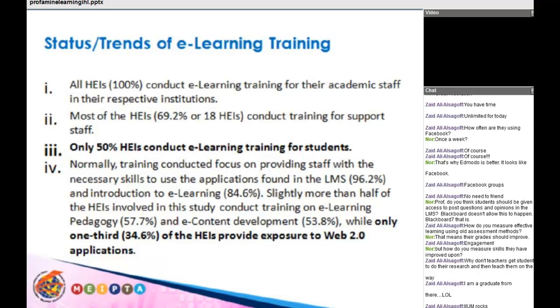The other thing is that only one-third expose the lecturers to Web 2.0 applications. I think this is very interesting. Many of the trainings are related to the management system. You get the lecturers to be familiar with your LMS, but e-learning should be more than that. We should also look into the tools and the strategies to engage students in the e-learning environment.